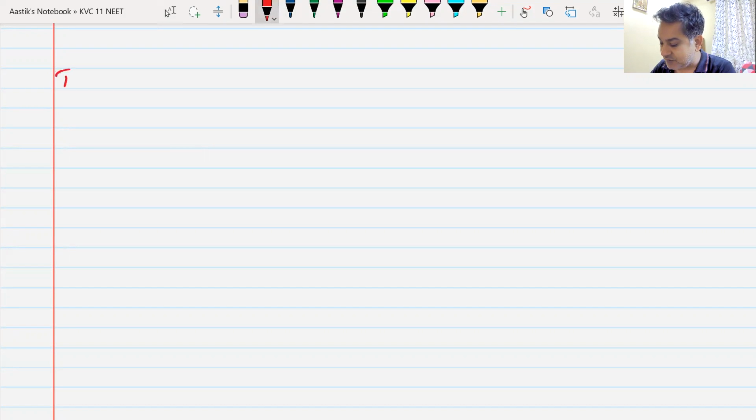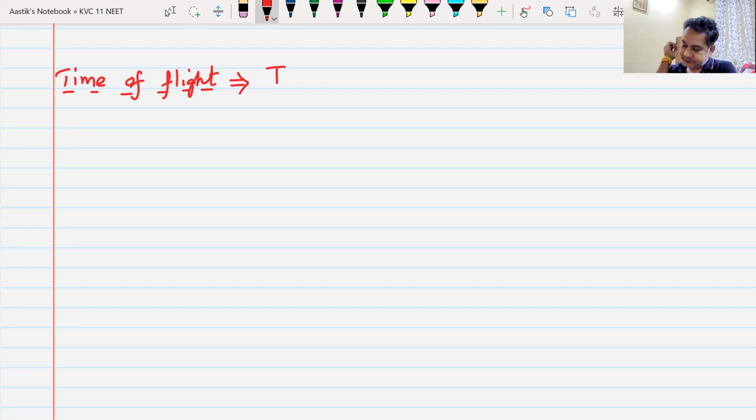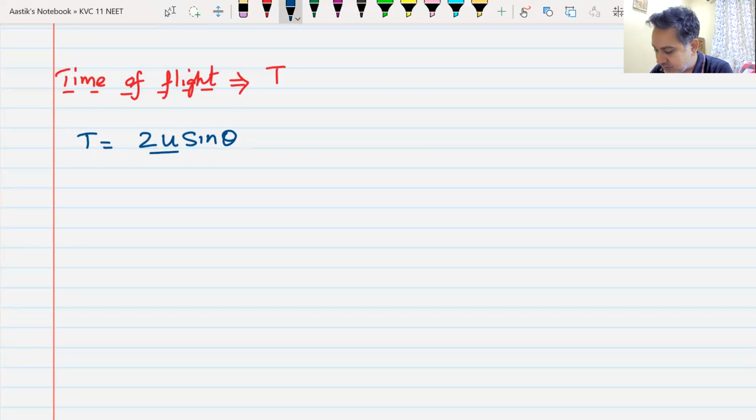Let us first write the first thing, that is time of flight. The formula for time of flight. This time of flight is normally written as capital T. And what is the formula of this capital T? It is 2 times u sine theta divided by g. 2 times u sine theta divided by g.